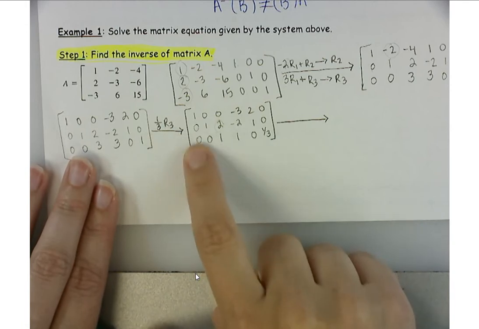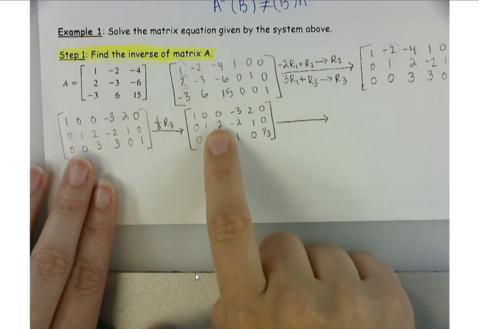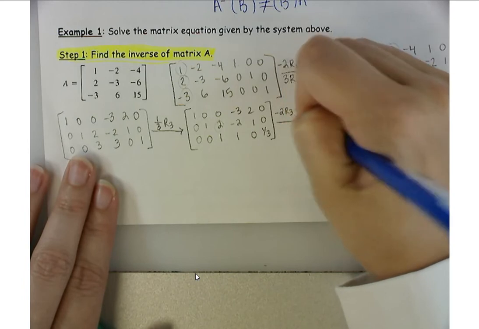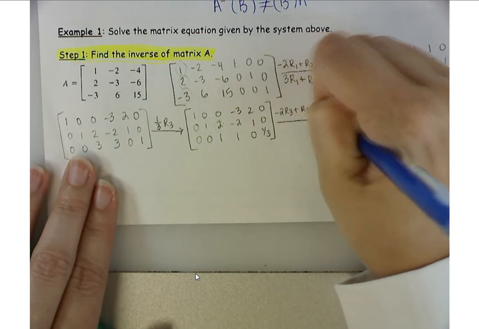Okay, so now what I'm going to do is I'm going to multiply by the opposite. So what's the opposite of 2? Negative 2. So I'm just going to multiply row 3 by negative 2. I'm going to add that to row 2, and that will be my new row 2.